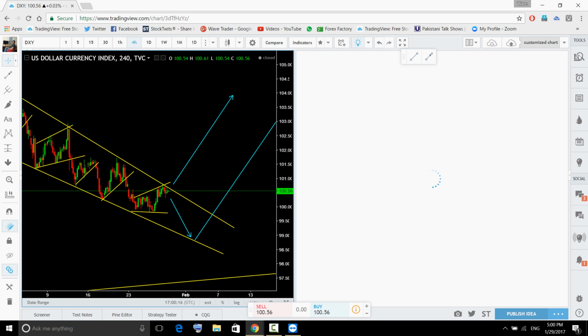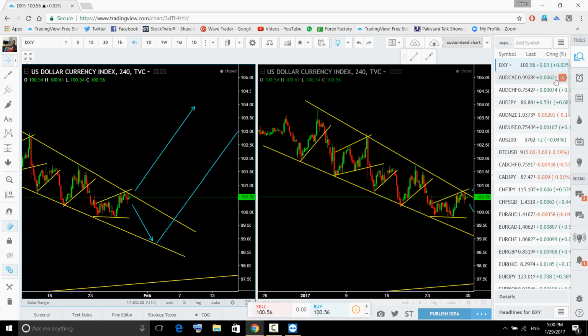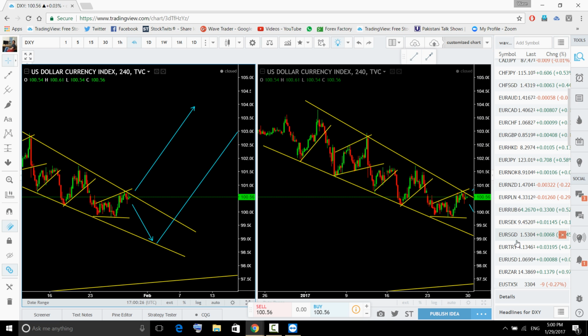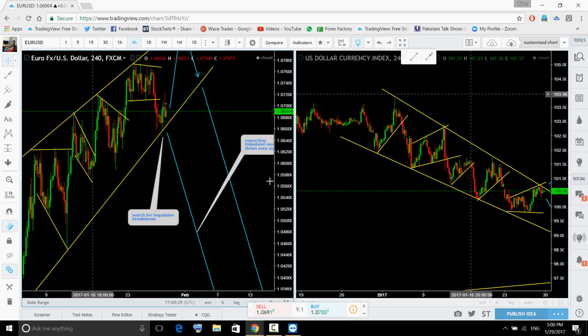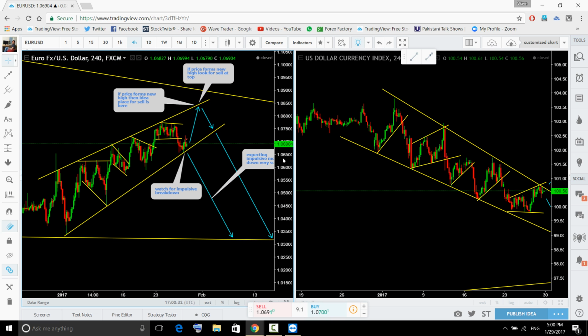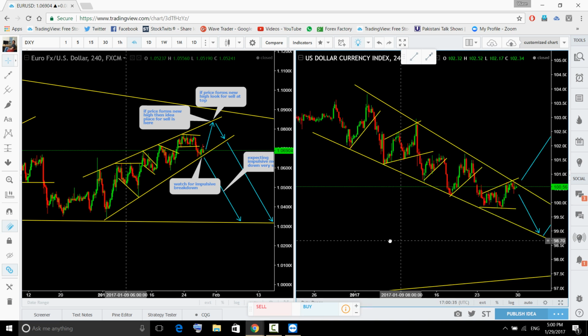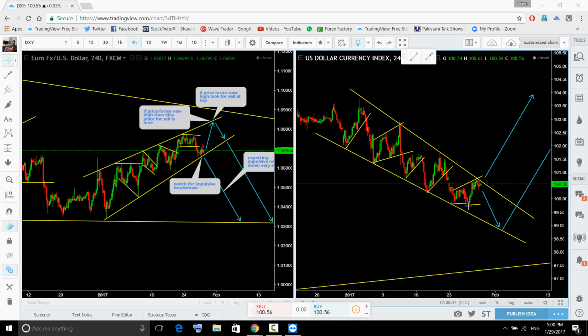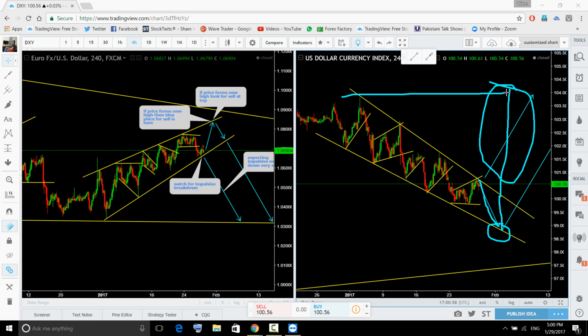Same thing on the euro USD. The euro USD hasn't changed as well. If you remember, we spoke about the euro USD last week as well. This is the euro USD and this is the dollar index. One more move down is possible. If so, then look for a buy setup at the bottom, and if an impulse starts to emerge at the bottom, then you need to look for this move, and the first target is going to be the top.